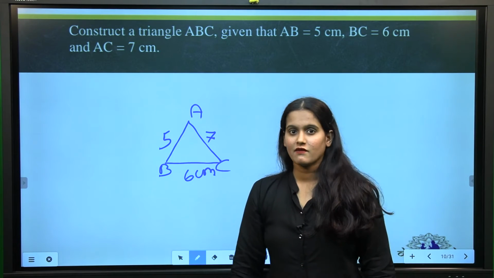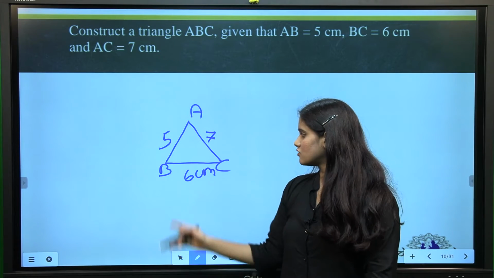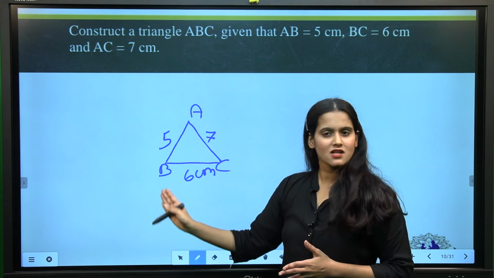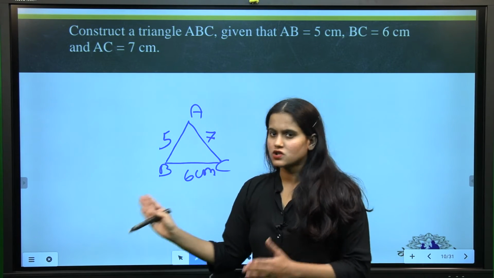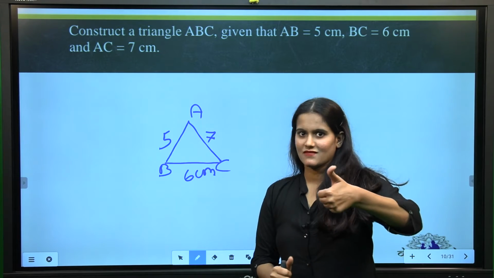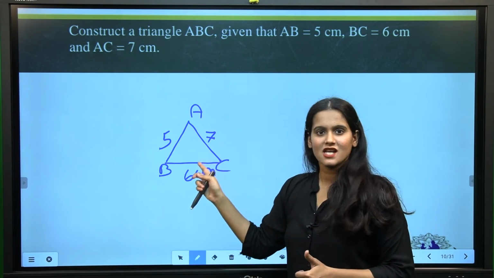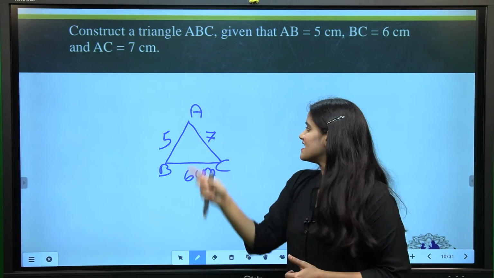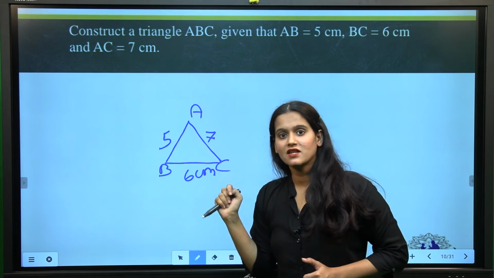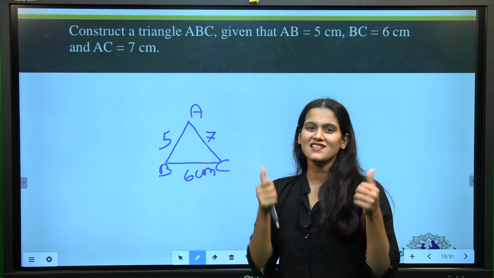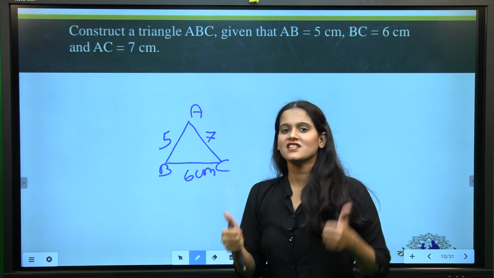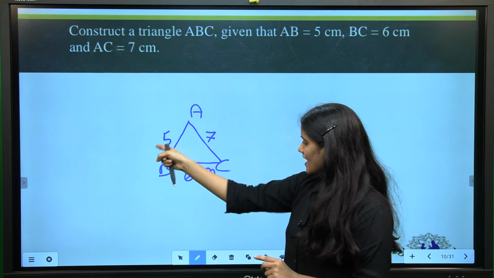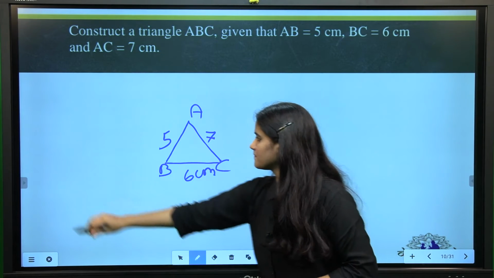Now let's see whether the condition will work out or not. The sum of two sides is greater than the third side or not. So 5 plus 6 is how much? It is 11. So 11 is greater than 7. Done. So 6 plus 7 is how much? 13. 13 is greater than 5. Done. 7 plus 5 is 12. 12 is greater than 6. That is also done. So all the conditions are matching. So this triangle can be constructed. So 5, 6, 7, right?